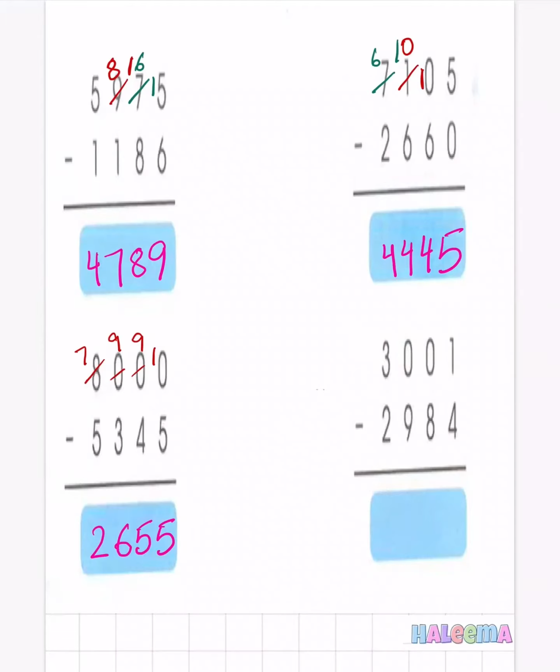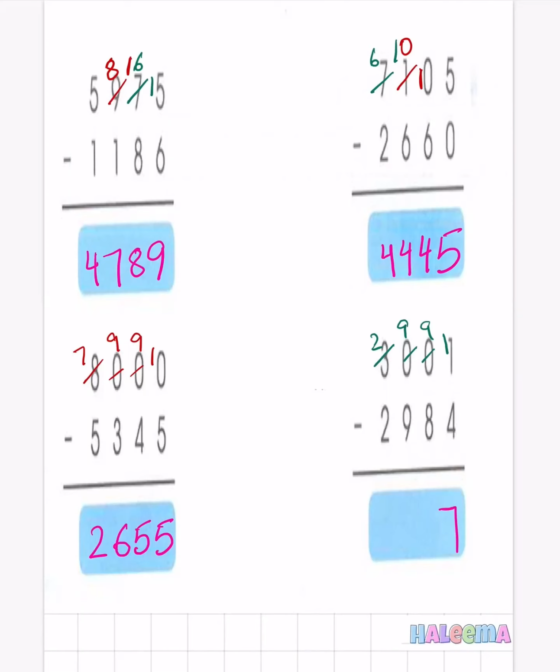Okay? Look here. 1 minus 4 is not possible. Our next neighbor is a 0. The other one is a 0 too. What we're going to do is jump off to number 3. So 3 will become 2, 1 will become 11, and the other zeros will become 9 and 9. So 11 minus 4 is 7, 9 minus 8 is 1, 9 minus 9 is 0, and 2 minus 2 is 0, right? That's it.